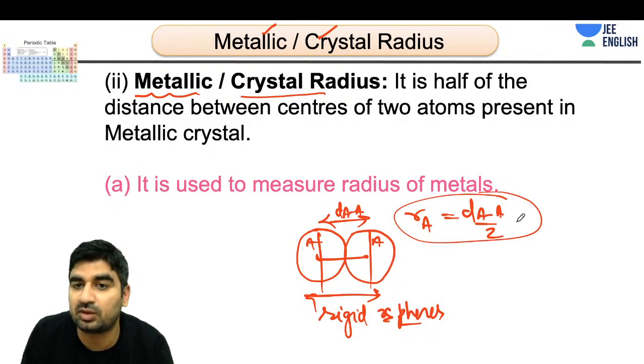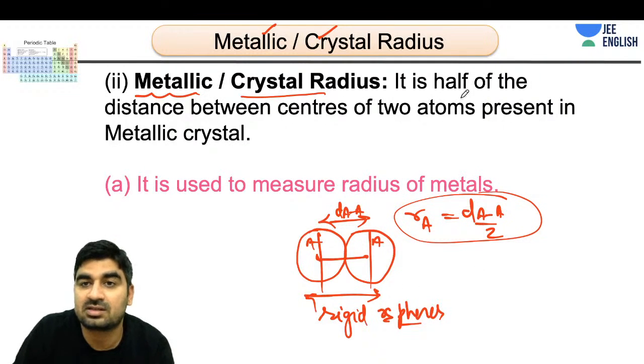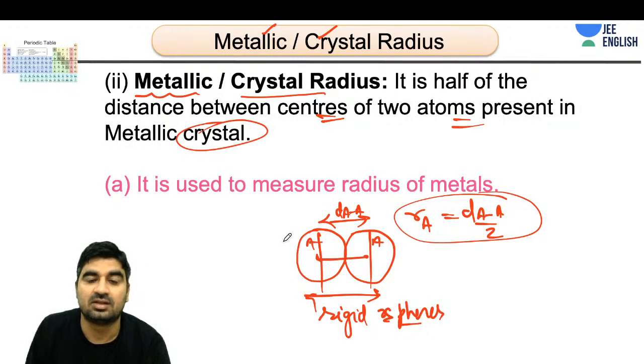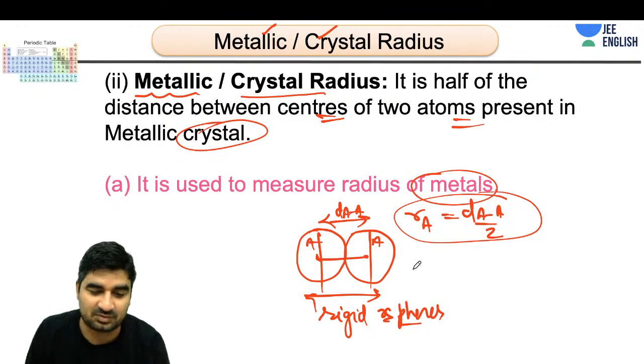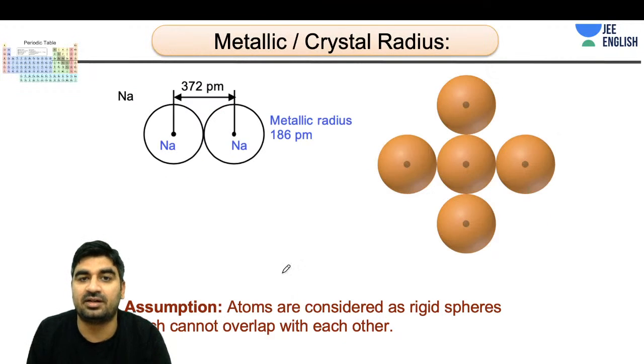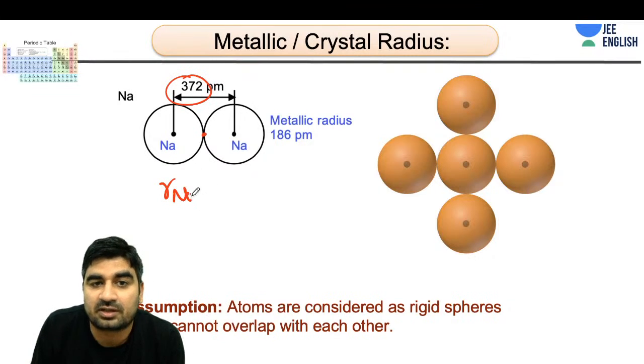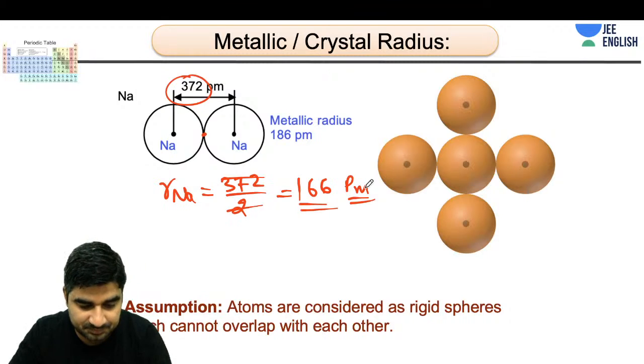RA will be equal to dA by 2. So again, this is half of the distance between two atoms present in the metallic crystal. It is used to measure the radius of the metals. Got it, guys? Here you can see there is no overlapping. If this distance is 372, the radius of Na will be 372 by 2. You will get 166 picometer. I hope now you got it.